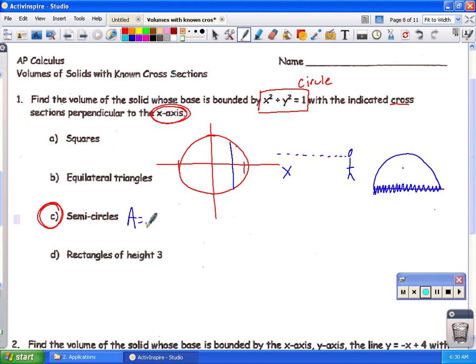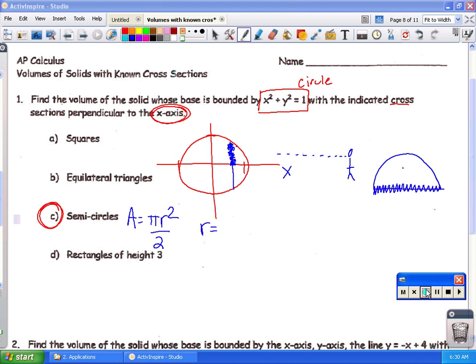Geometry. Area of a semicircle is pi r squared over 2. So what do I need to know? I need to know what is the length of the radius. Be careful. It is a semicircle. So the radius is going to be the distance from here to here. If I go all the way across, I'll have a diameter.